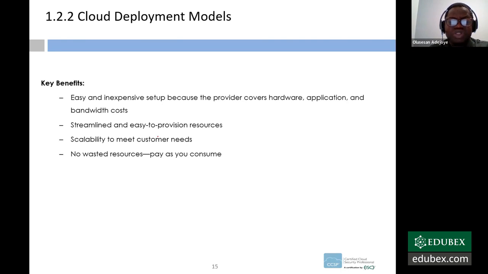Streamlined and easy to provision resources, and scalability to meet customer needs. You can scale up and down. I've told you about scalability. We can have vertical scaling or horizontal scaling as the case may be. In vertical scaling, you upgrade the system or the virtual machine. In horizontal scaling, you put a scaling policy in place to provision more resources as the demand increases. No wasted resources. You only pay for what you consume. And that is why the cloud model is more economical when compared to the on-premises model, because it is pay as you go. You pay for what you've provisioned and consumed.